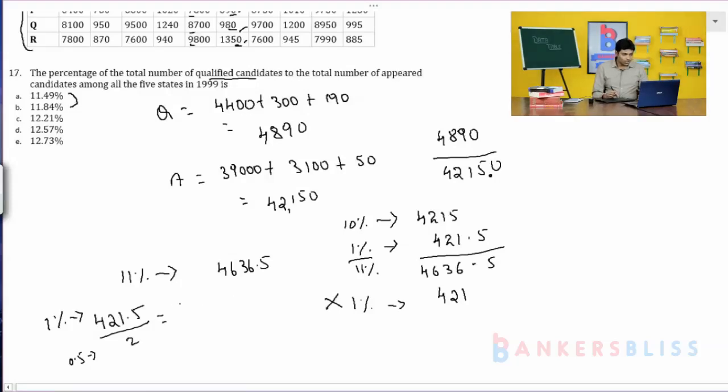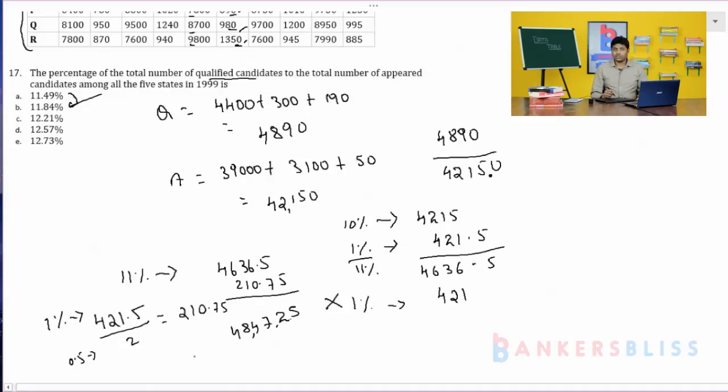Which is equal to 210.75 you got. So after adding, how much are you going to get? 4847.25 you are going to get, but you should get 4890. You are going to get 4847 if you add 0.5%, but you should get 4890. Then obviously the answer is B, 11.84. Okay, so problem number 17, answer is B.